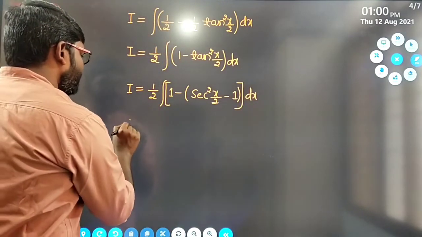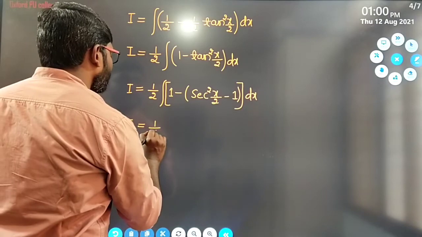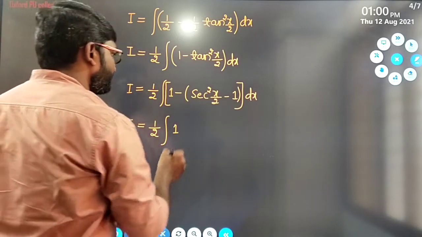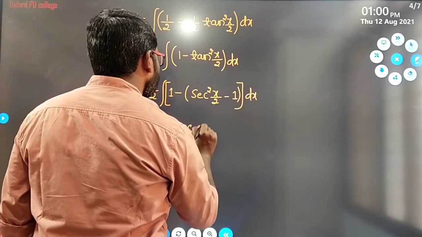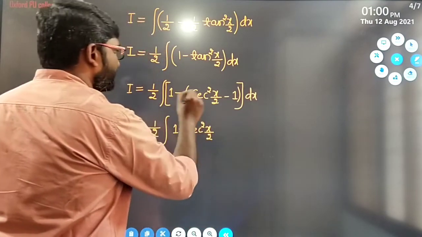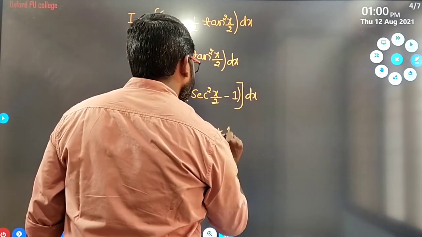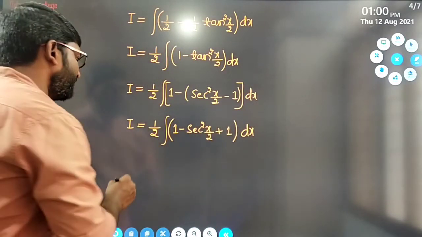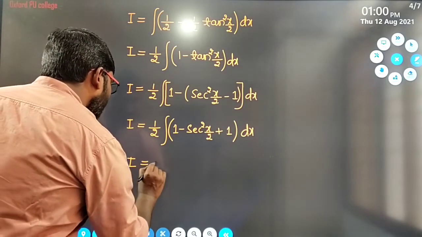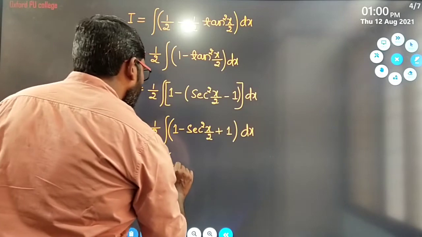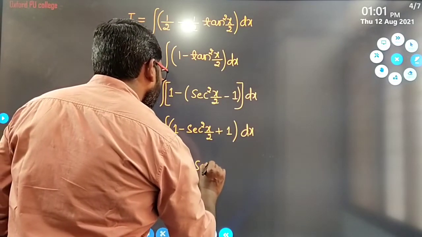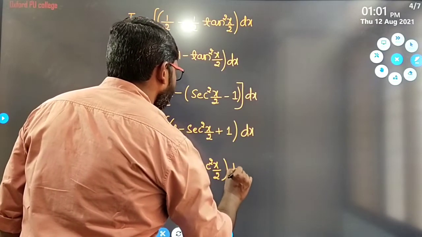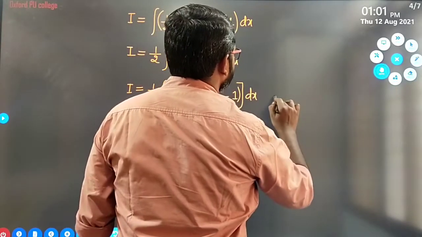Then simplify this further. I is equal to 1 by 2 integral 1 written as it is, then multiply minus with these two terms. So minus secant square x by 2, minus into minus is plus 1, dx. Now 1 plus 1 will be 2. I is equal to 1 by 2 written outside as it is, then integral 2 minus secant square x by 2 dx.